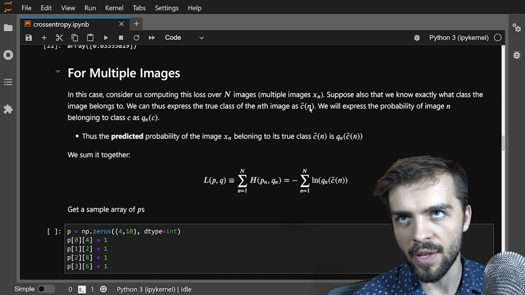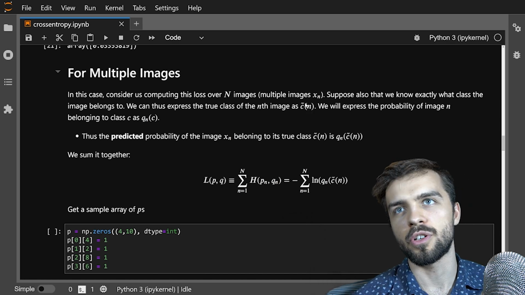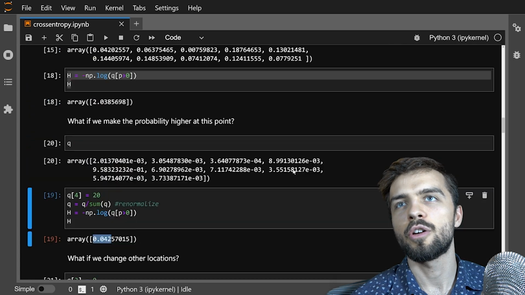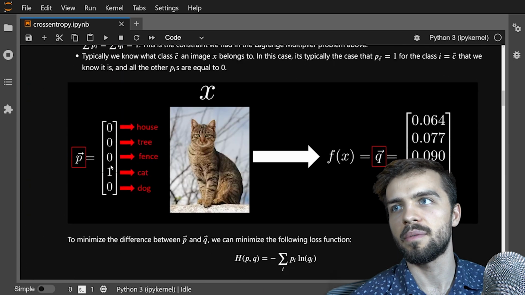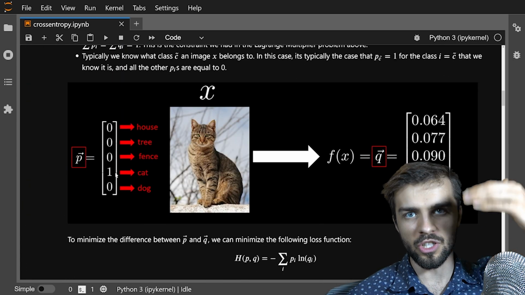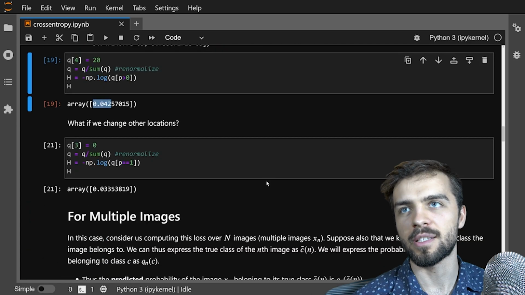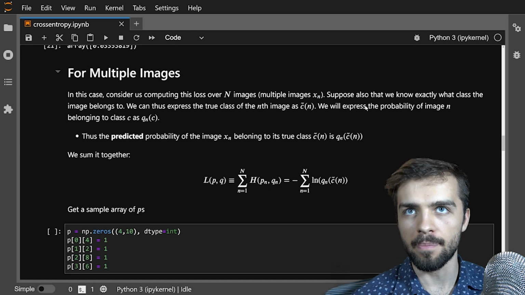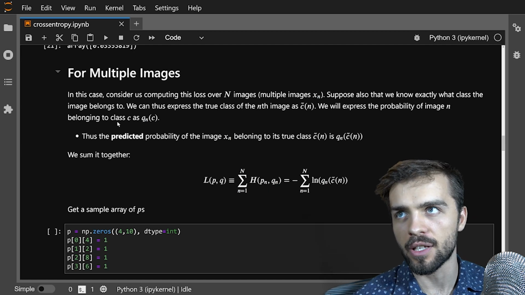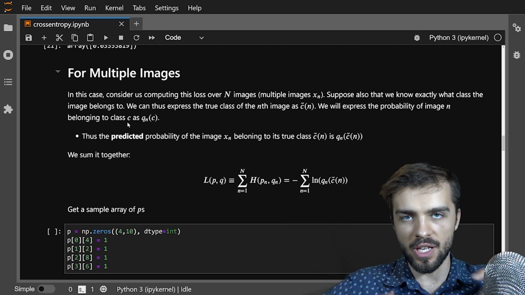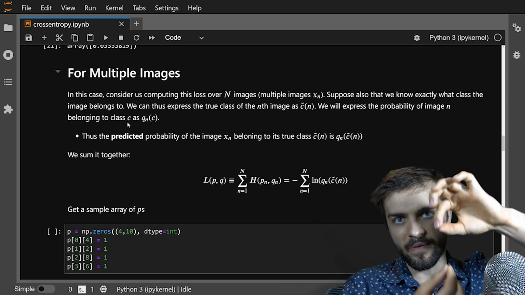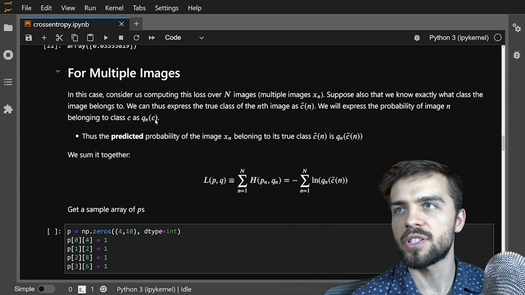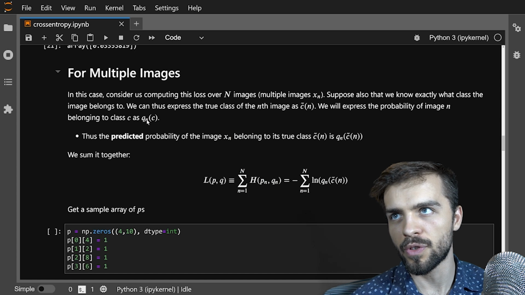So I give you the nth image, so the first image, and you return an index C tilde. Remember, C tilde equals i, it was 4 here. So C tilde is just an index of the vector that lets me know what class an image belongs to. And so then the probability of image n belonging to class C, so C is just an arbitrary index of the vector, is Q_n of C. Right, so Q for the nth image.